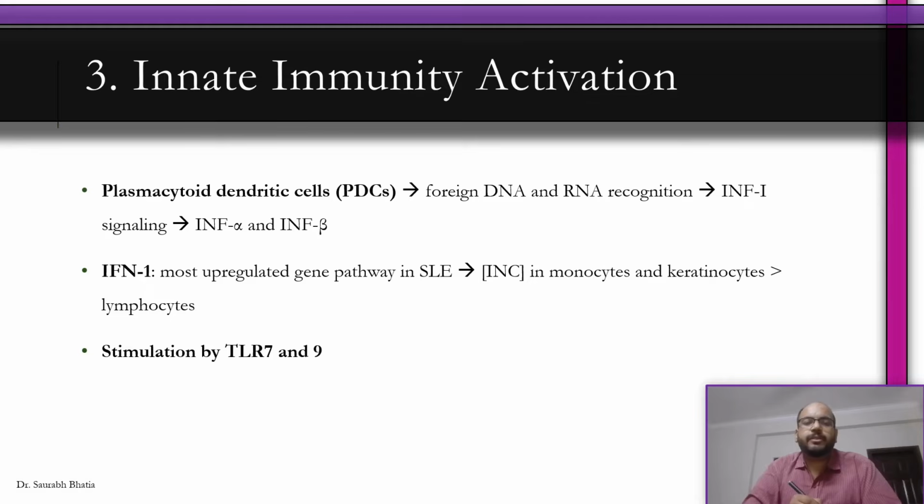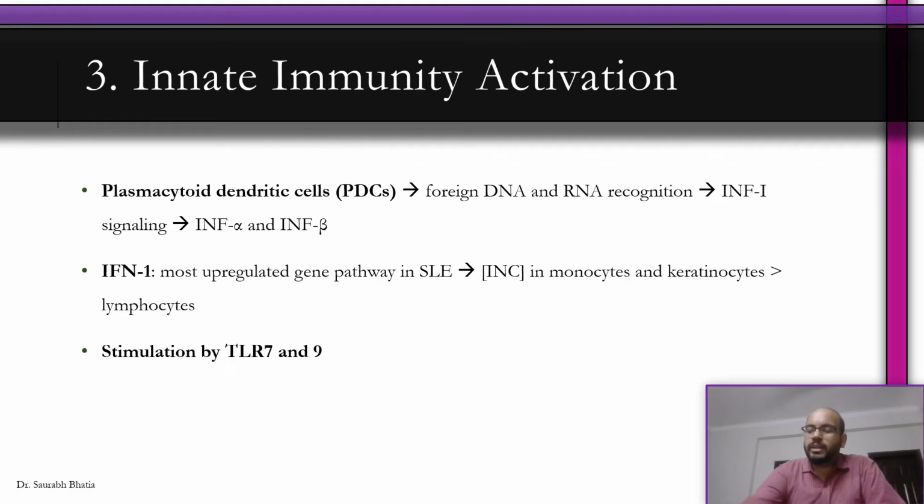The third aspect to discuss is innate immunity activation. So we have discussed the role of the environment in the form of environmental triggers, UV radiation being the most common one, and infection by viruses that can stimulate the immune system in a wrong way so that there is development of autoantibodies. Clear? Now we'll discuss what happens at the level of innate immunity, at the level of the NK cells, T cells, and all the antigen presenting cells, the dendritic cells.